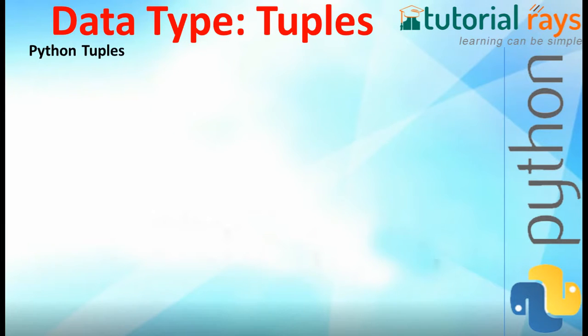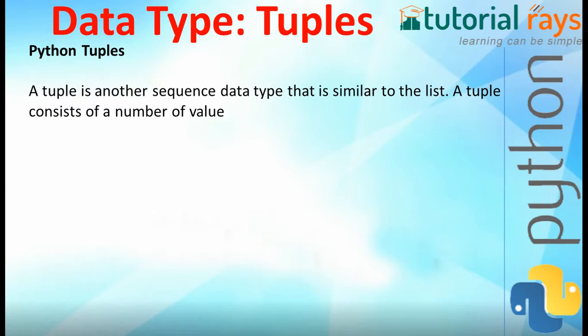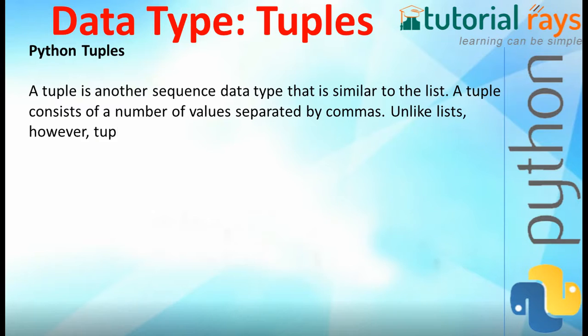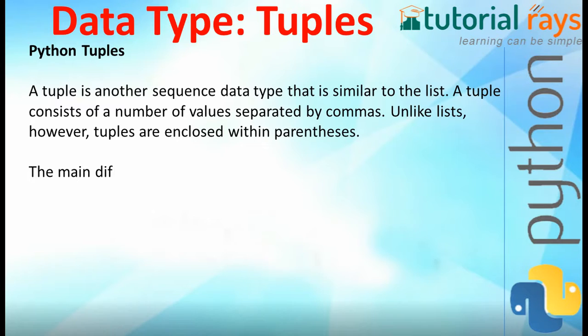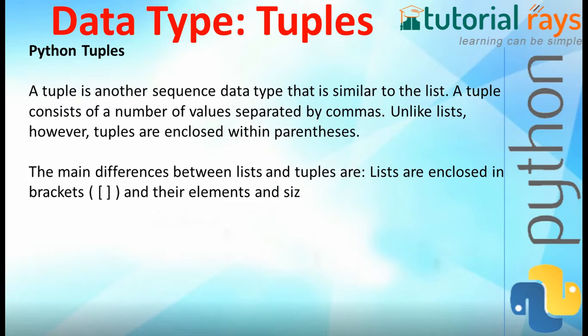Now the next data type is tuples. So Python tuples are another sequence data type that is similar to list. A tuple consists of a number of values separated by commas. Unlike lists, however, tuples are enclosed within parentheses. The previous one was enclosed with square brackets, but in this case it is enclosed with parentheses.